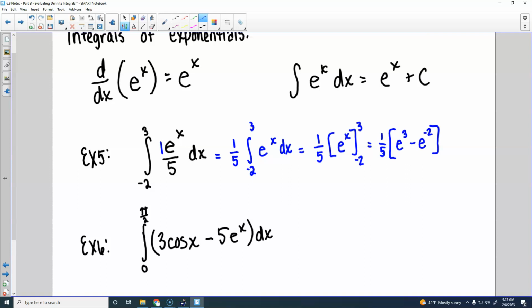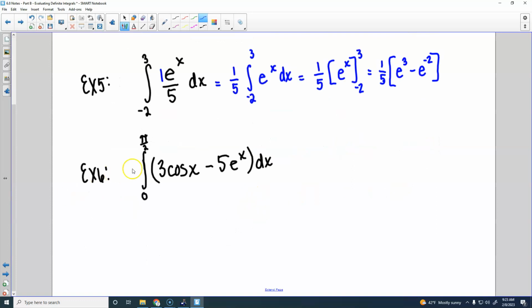Okay, 6 puts a few things together because we have some trig and we have e's for this. Yes. Definite integrals, you do not have to put a plus c because they will cancel each other out. If this did not have that -2 and that 3 right there, then we would just get 1/5 e to the x plus c. You would need it if it was an indefinite integral. But since these are definite, you do not have to put the plus c.